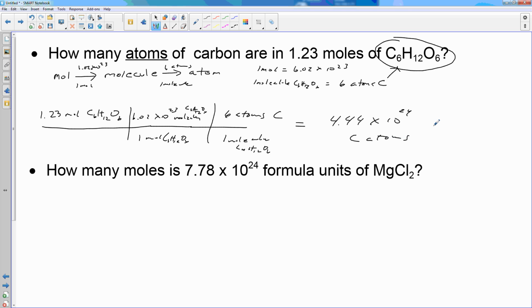So we always want to make sure we express our unit and also the substance, compound, element, whatever it is that you're looking for in the answer. In this case, it's carbon atoms, not just atoms, but carbon atoms.